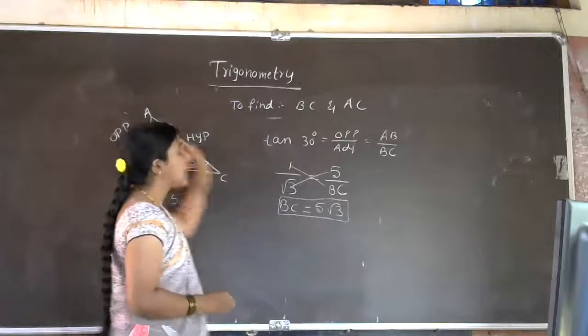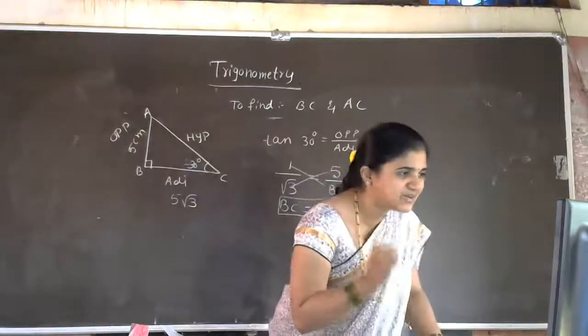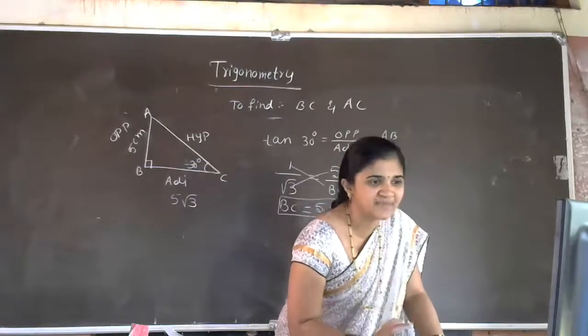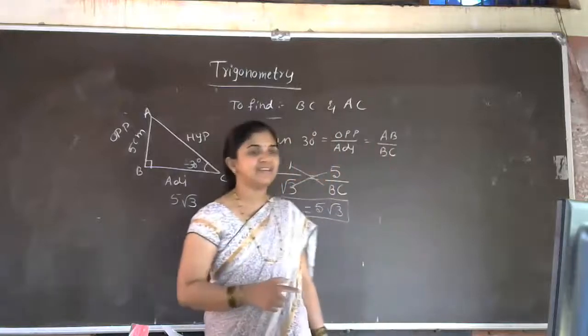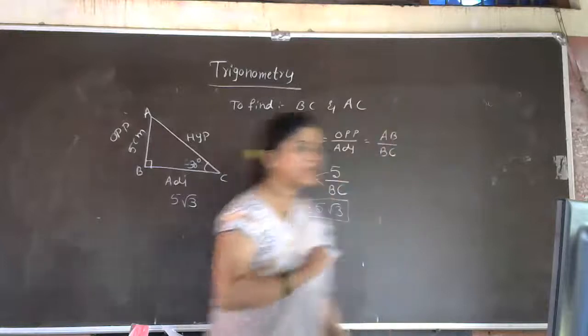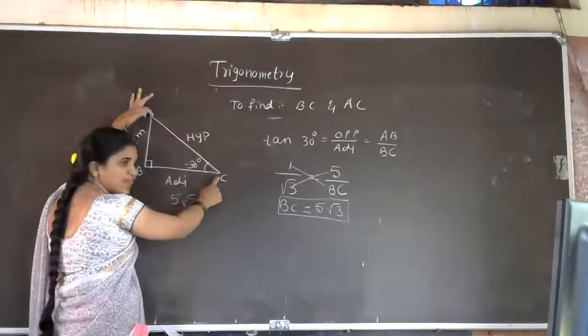Now we have to work out AC. How can you find out AC? Who is ready to give the answer for AC? Yes, sine 30. Rashmi gave the answer. How sine 30? Sine in the sense opposite by hypotenuse. Again, opposite side is given. Hypotenuse we have to find out.